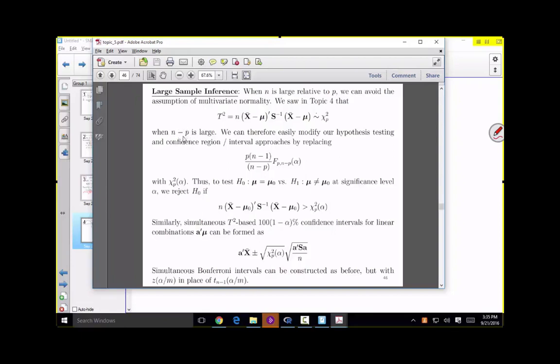If the sample size is large, and remember that that has to be with respect to, or relative to, p. A sample size of 500 is not a big sample size if you have 495 variables. In this case, with a large sample size, even if the population is not normal, the t-squared statistic is approximately chi-square with p degrees of freedom. So if you have a large sample size, but you make QQ plots and try Box-Cox and stuff, and your data never looks normal, you don't really have to worry about it.